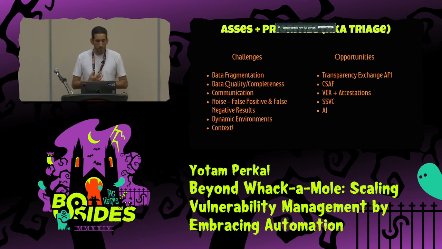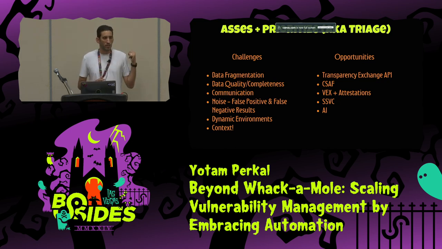So, these are the challenges. Again, the data is very fragmented. We have data quality issues. We have completeness issues. We need to communicate because oftentimes different teams have different perspectives into these pieces of context. A lot of noise, a lot of false positives, false negatives. Again, this is an entire topic of its own. And our environments are constantly changing.